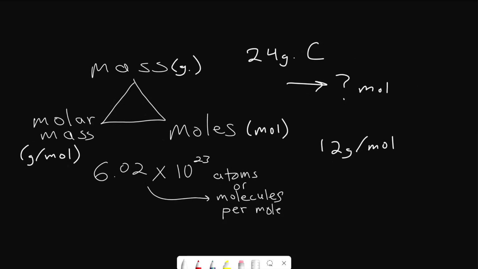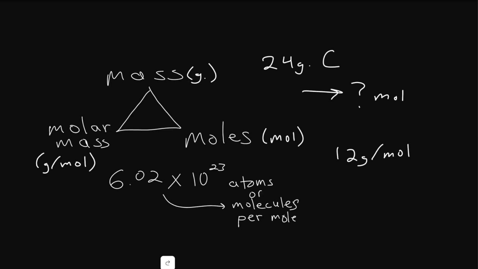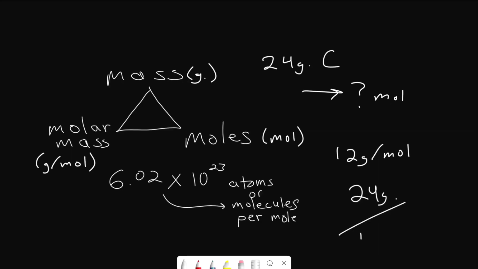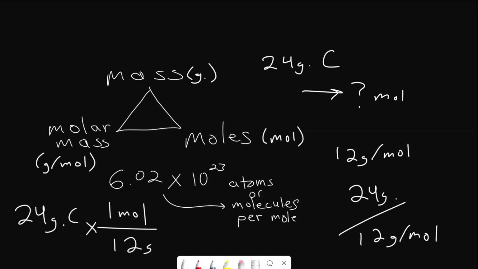Just as a reminder, we're trying to end up with moles, and moles is in the denominator of my molar mass. So if I want that unit to go to the top, then the easiest way for me to do this would be to take the mass of 24 grams and divide it by 12 grams per mole. You may see this in different ways. In typical dimensional analysis, it'll be 24 grams of carbon, and then you'll multiply that by 1 mole over 12 grams, and then you'll figure it out.